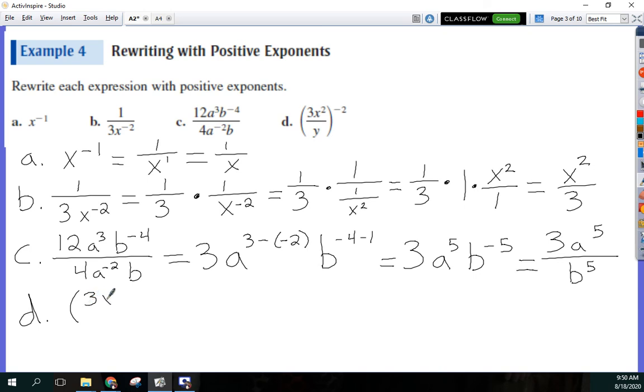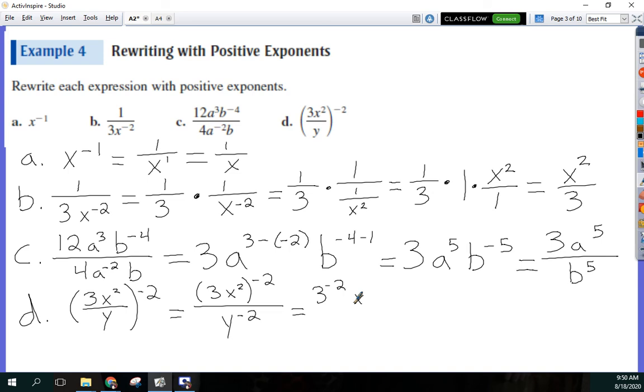Lastly, we have 3x squared divided by y, all raised to the -2nd power. Because we have a big parentheses here, that means the entire thing is being raised to the -2nd. So again, we can think about it like distributing it. We're going to distribute that -2nd to the top and to the bottom. Now be careful, because now that my numerator is in parentheses, that -2 applies to both the 3 and the x squared. So we have 3 to the -2nd times x squared to the -2nd.